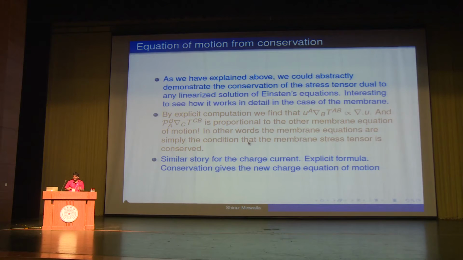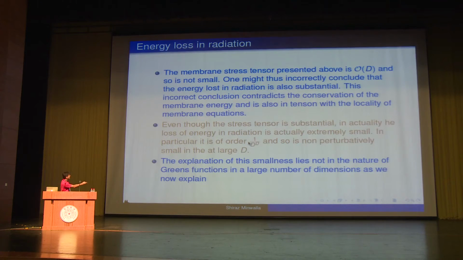Now I've told you that our abstract construction ensures that the stress tensor is always conserved. But it's useful to see in the case of the membrane spacetime how that works. You can directly compute del mu T mu nu. If you take that and project it onto u, you find that it's proportional to del dot u. So that vanishing is the first membrane equation of motion. Then you take del mu T mu nu and project it orthogonal to u, and you find that that vanishing is proportional to the other membrane equation of motion. Similar story for the charge current.